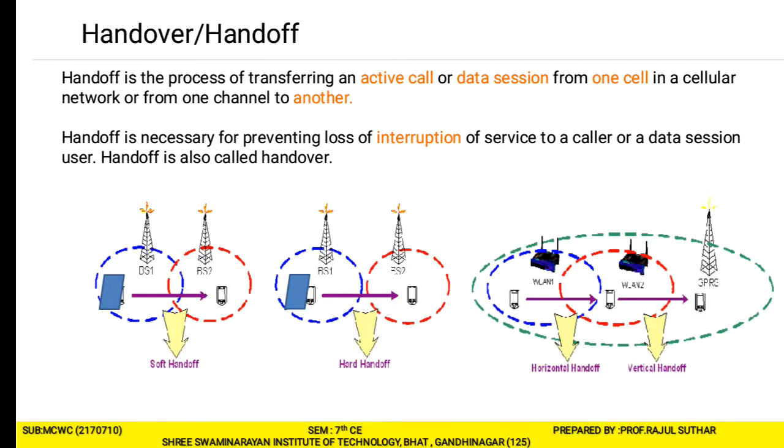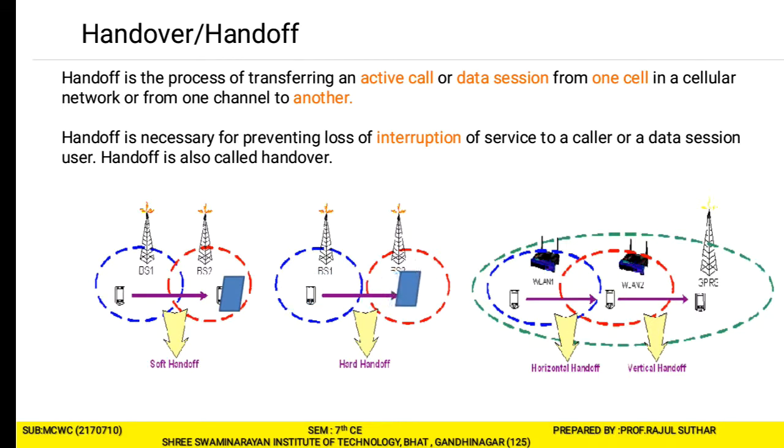So in the figure we show the soft handoff. It transfers the information whenever you are moving from one base station to another base station, so without discontinuity or interruption your call is continuously active. So this is called the soft handoff. In the figure, this is the soft handoff.